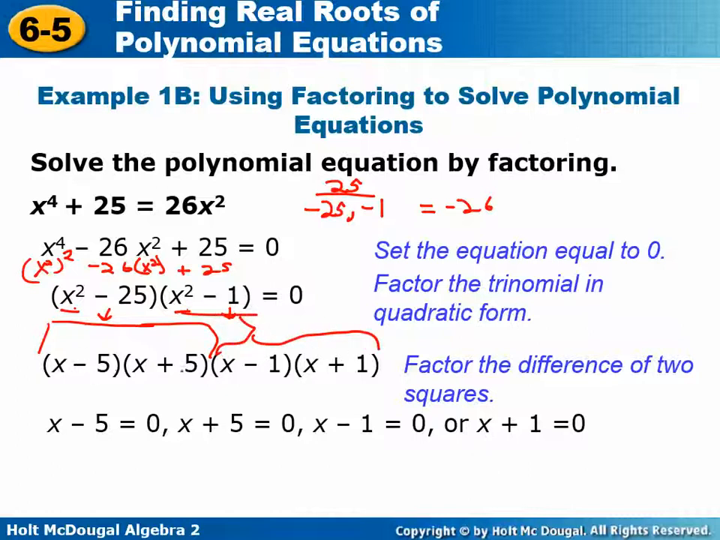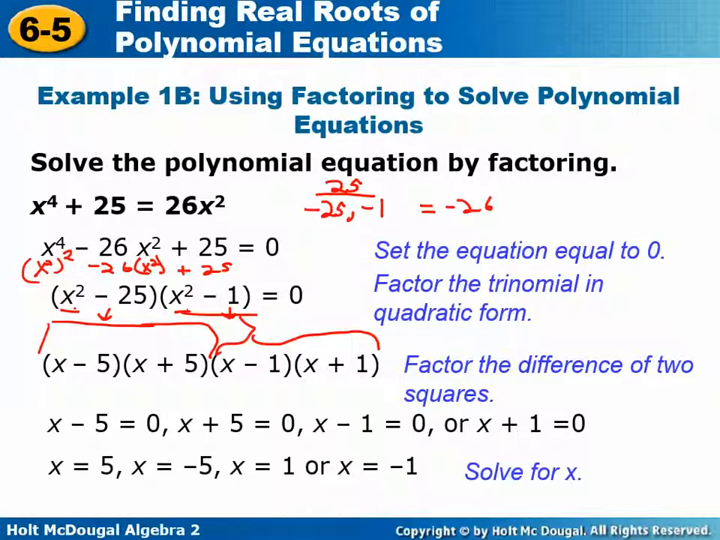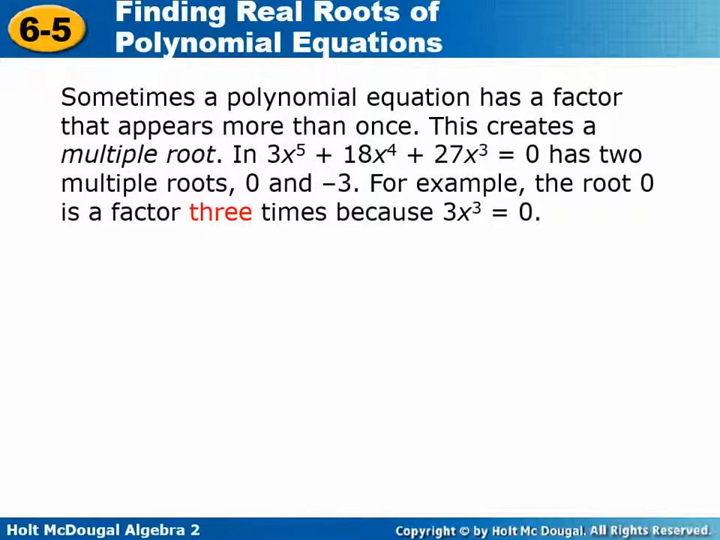So now I've got four different factors, and I'm going to set them each equal to 0, and then solve each of them for x. So I'm going to get 5, negative 5, 1, and negative 1 when I solve those. And again, you can graph this and check and see if that's where it crosses the x-axis on your graph. And you'll find that it does, and then you'll know that your answer makes sense.